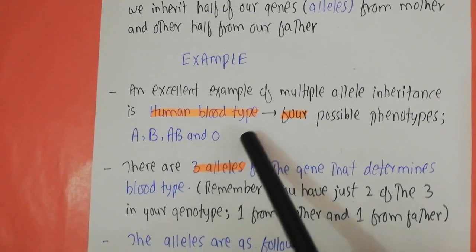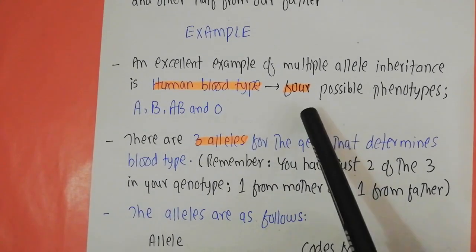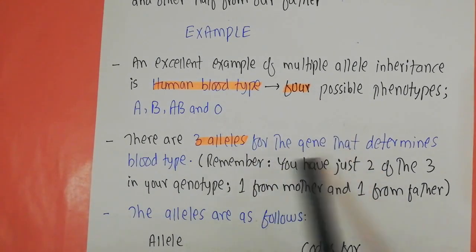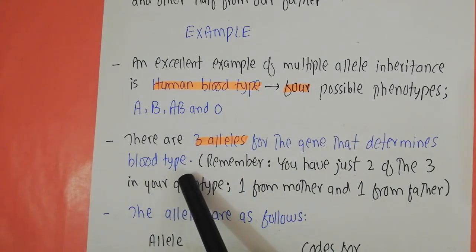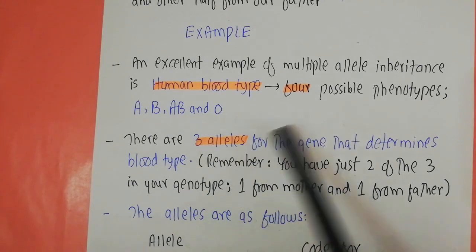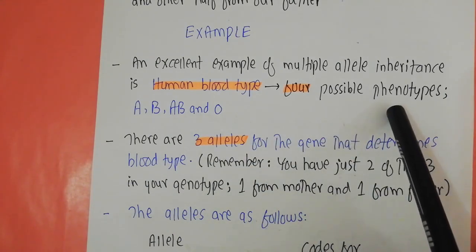Now when you talk about the human blood type, there are 4 possible phenotypes, and there are 3 alleles for the gene that determines the blood type. Now if you can see over here, we are having more than 2 alleles, and we are having 4 possible phenotypes. That means we are talking about the multiple alleles.